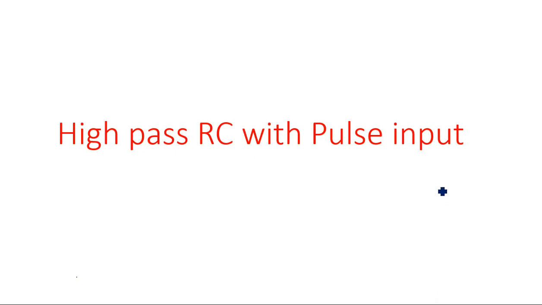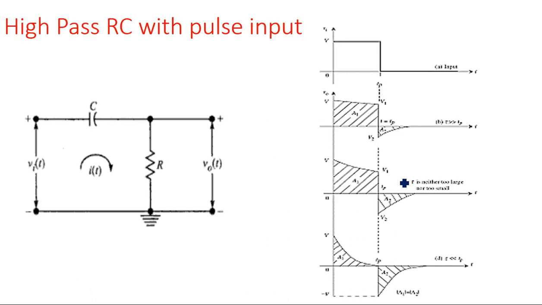Hi everyone. In this video I am going to explain the behavior of a high pass RC circuit when a pulse input is applied. In the previous video you have seen the behavior of the high pass RC circuit when a sinusoidal signal is applied. Later we have seen that a step input is also applied, and the behavior of the high pass RC circuit is like decreasing the amplitude of the output signal, an exponentially decremented signal. Now in this video the pulse input is applied for the same high pass RC circuit.